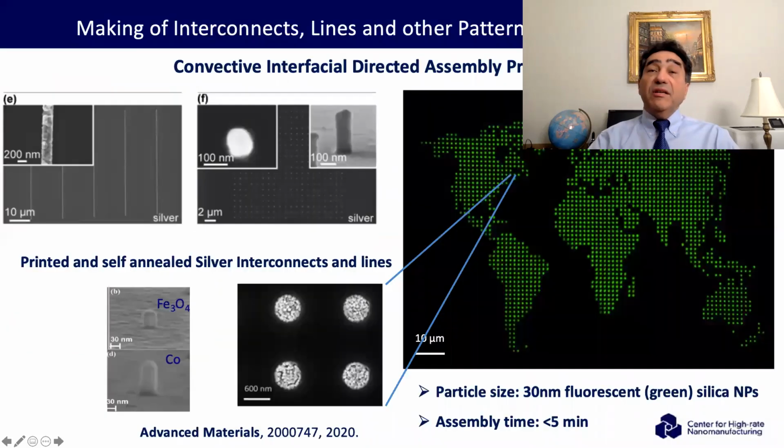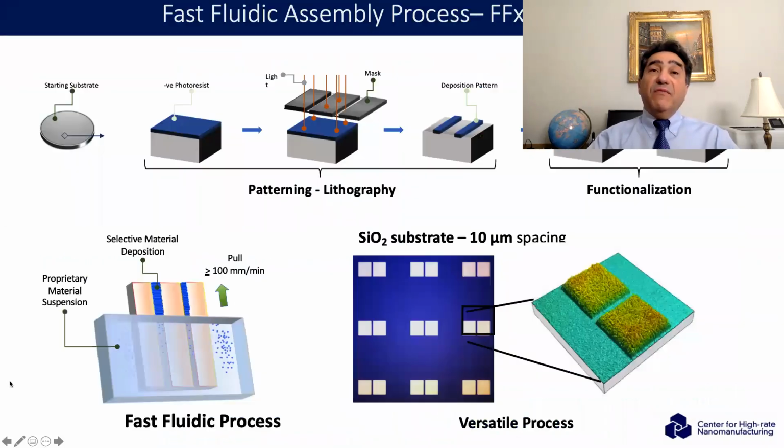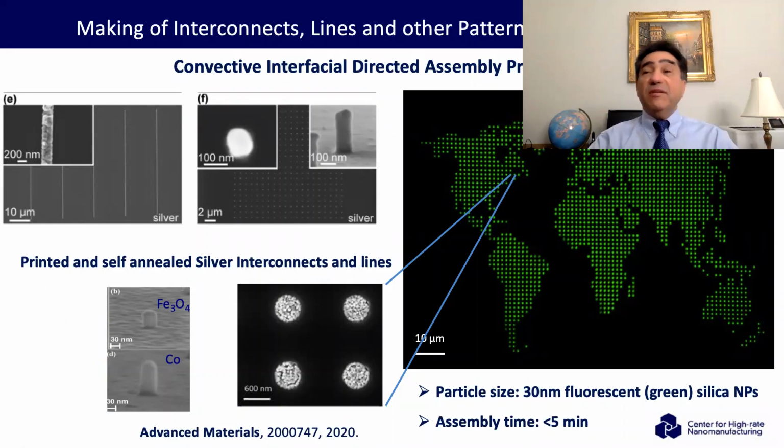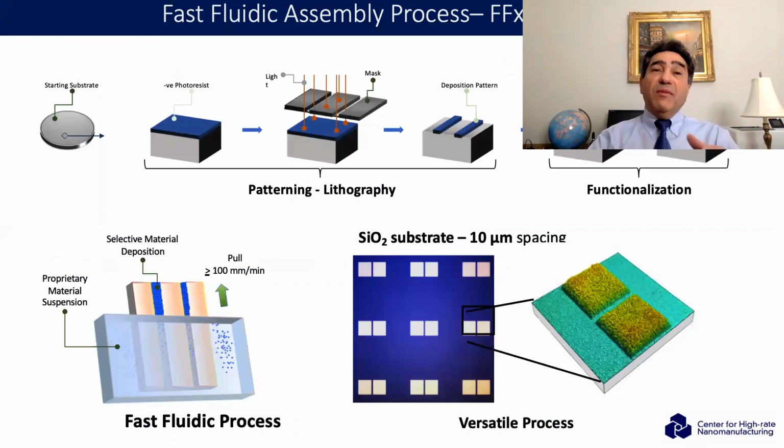And here you see the same process. These are fluorescent silica particles, 30 nanometers in diameter, and this assembly took 5 minutes, but we've been able to do the assembly in 1 to 2 minutes. And these are silver pillars, for example. These are silver lines. So it's a very robust and very scalable process. We call it convective because there's convection and there are interfacial forces at work here.